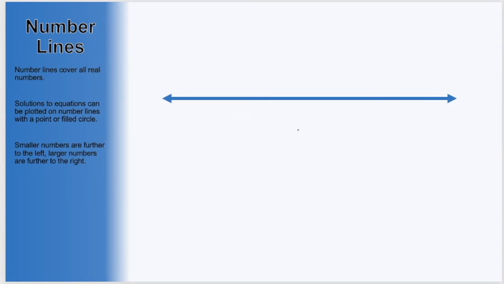Hello again, everyone. Last time, we talked about different types of numbers. One way we can visualize all real numbers is with a number line, like this. The arrows at each end indicate that the number line continues forever in each direction. We usually label our number lines with little tick marks to keep track of where numbers are.